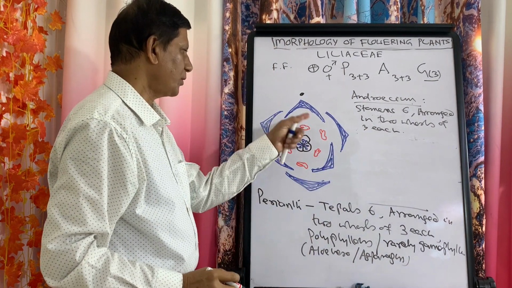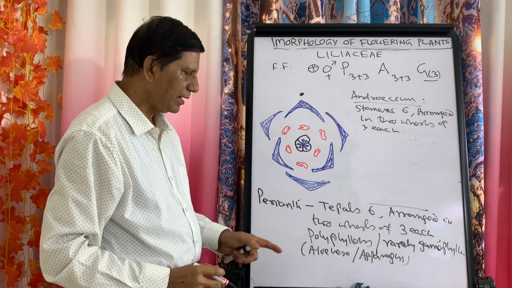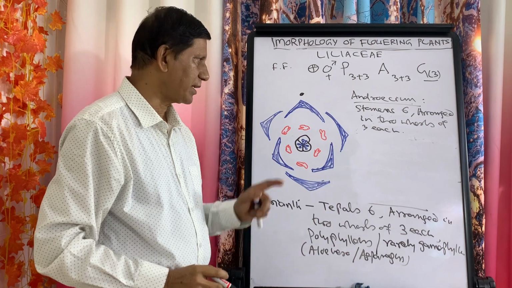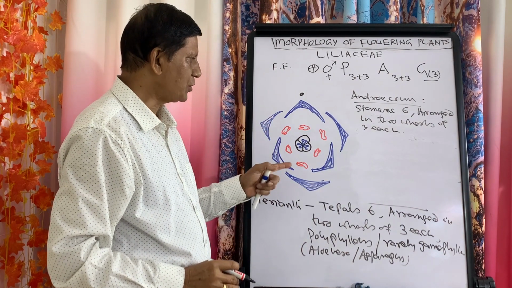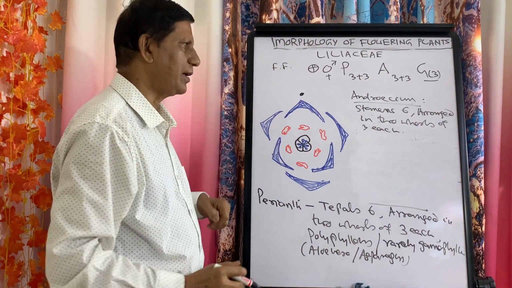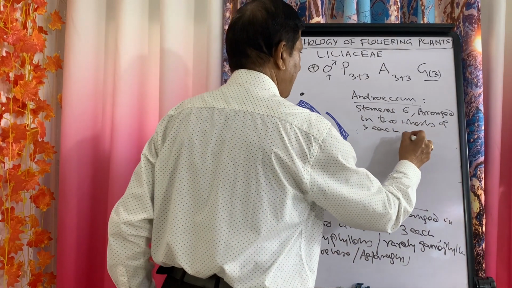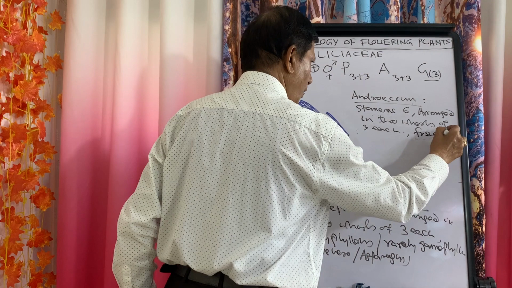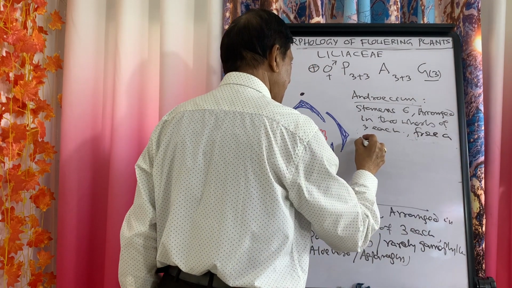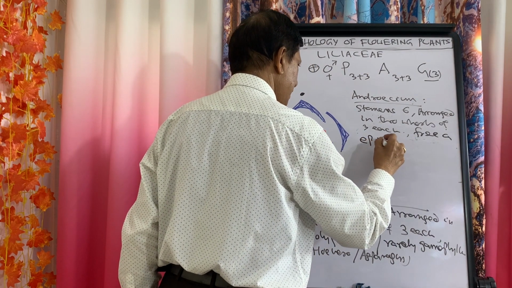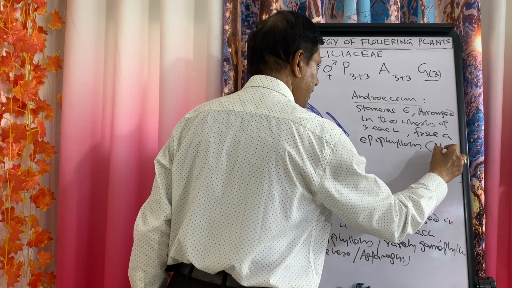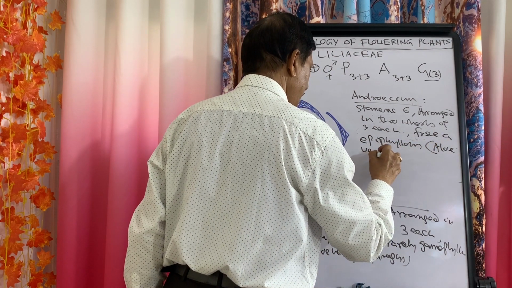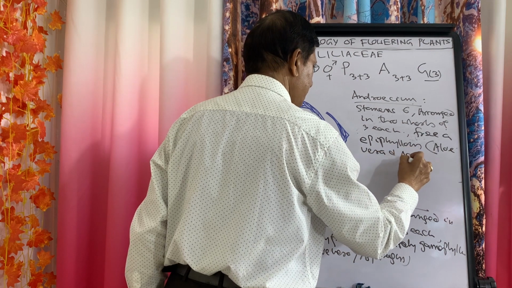Now here it is shown that they are free, but again in case of aloe vera and asparagus, where there is the condition of gamophyllous, there also this is epiphyllous. So here we can write free, or we can write epiphyllous, and also in the bracket we can write aloe vera and asparagus.